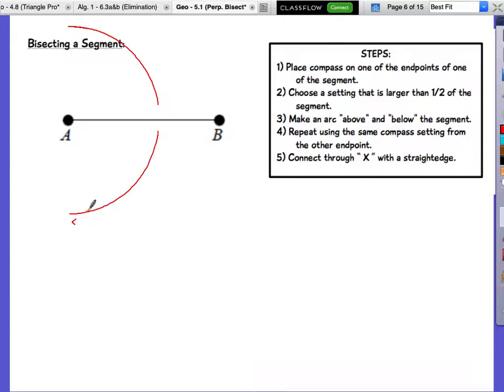And be very careful the whole time. You don't want to change your setting after you set it initially. It has to stay the same for this to work. Has everybody made the arc for your first point? Who still needs help?